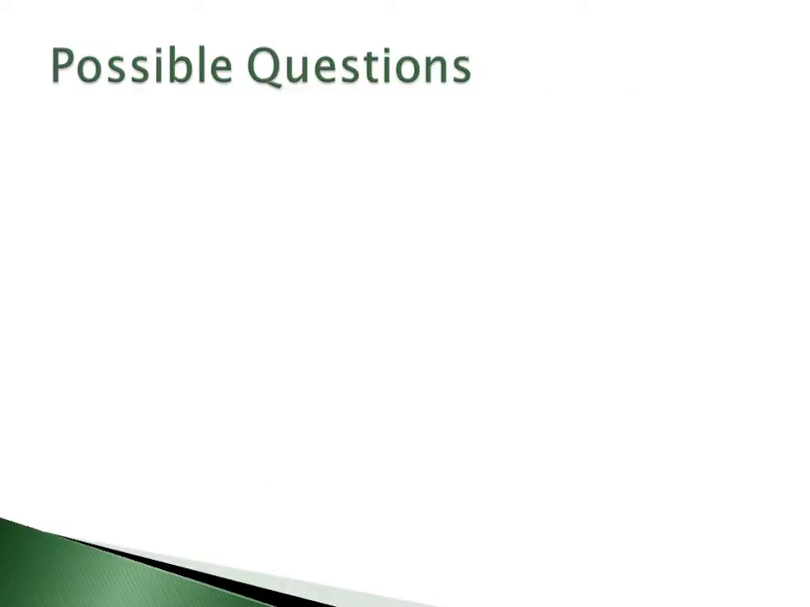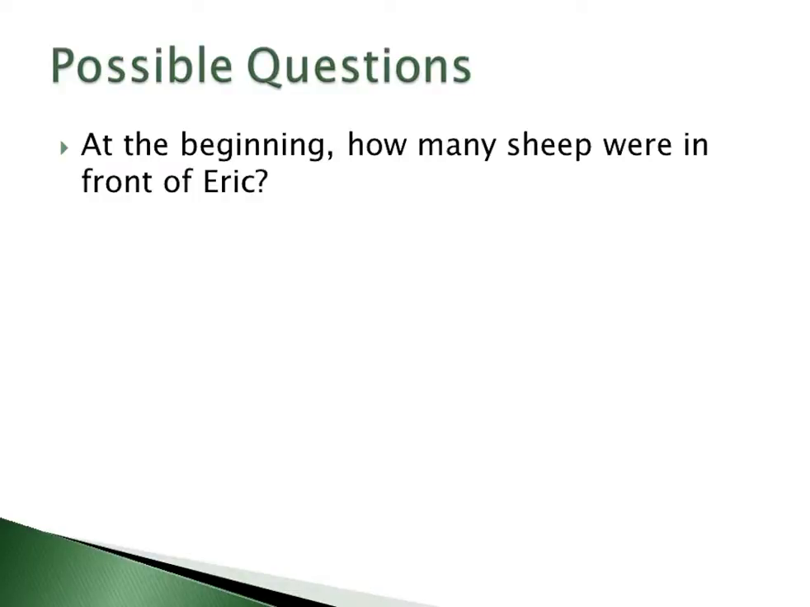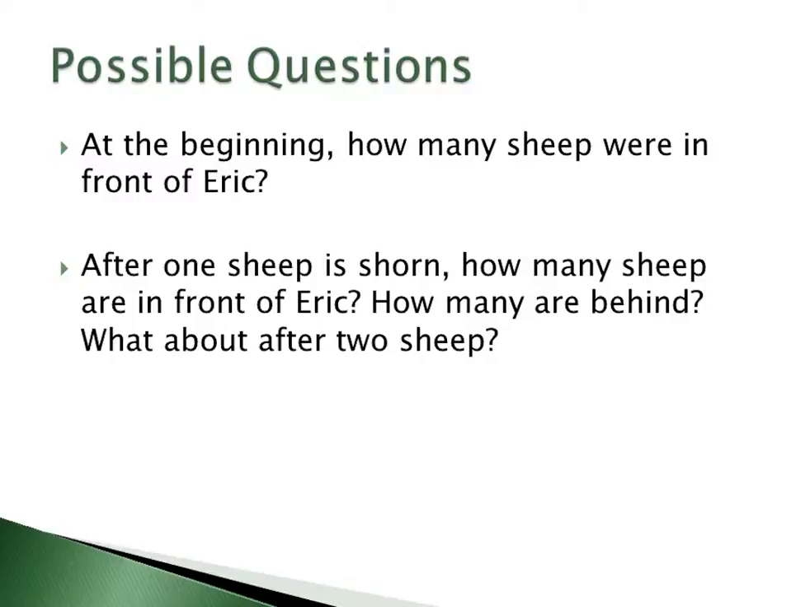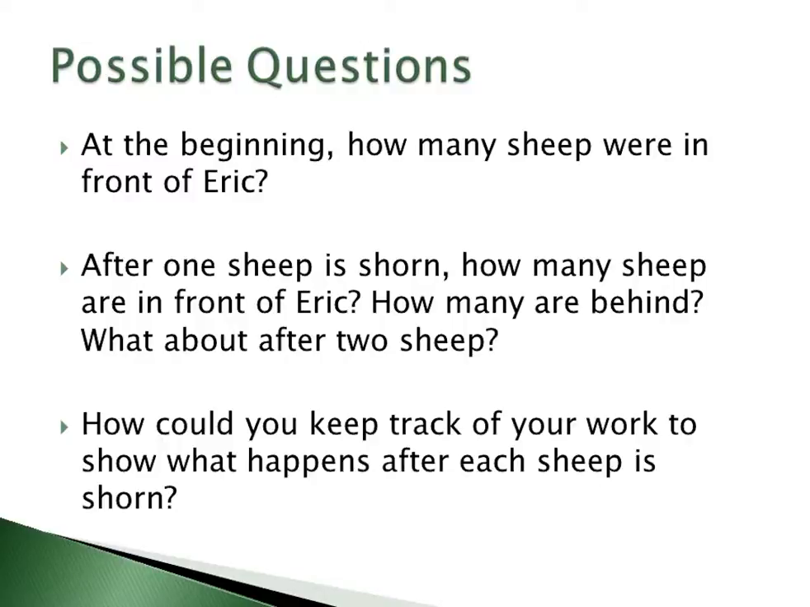Here are some possible questions you might ask. At the beginning, how many sheep were in front of Eric? After one sheep is shorn, how many sheep are in front of Eric? How many are behind? What about after 2 sheep? How could you keep track of your work to show what happens after each sheep is shorn?